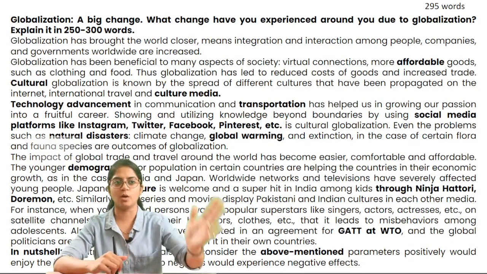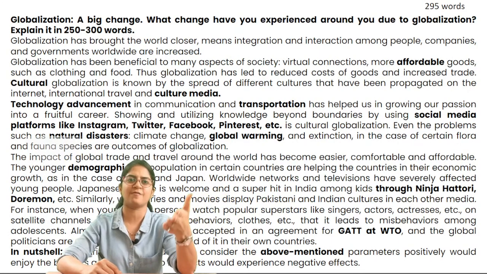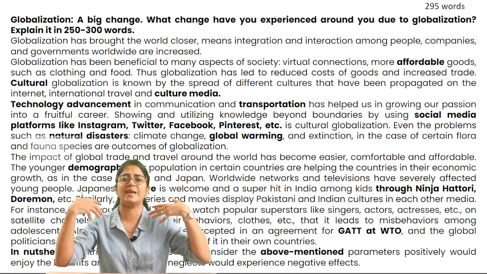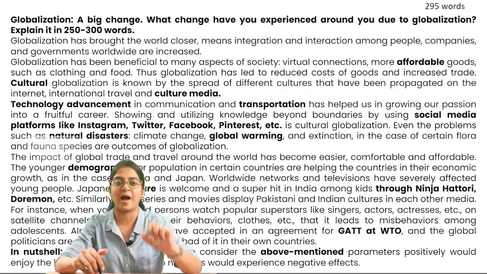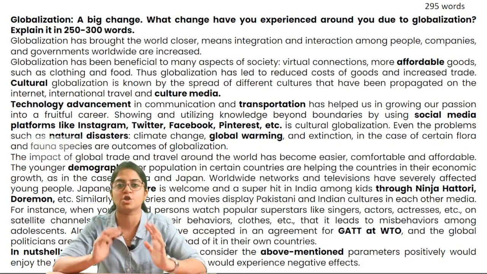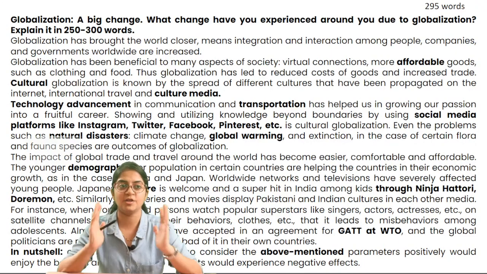Come on, this is the final essay. When it comes to globalization, a big change, what change have you experienced? So somebody is sharing his experience, what change? So what are the keywords I have highlighted? This is how the paragraphing should be. Got it? Can you see on your screen?